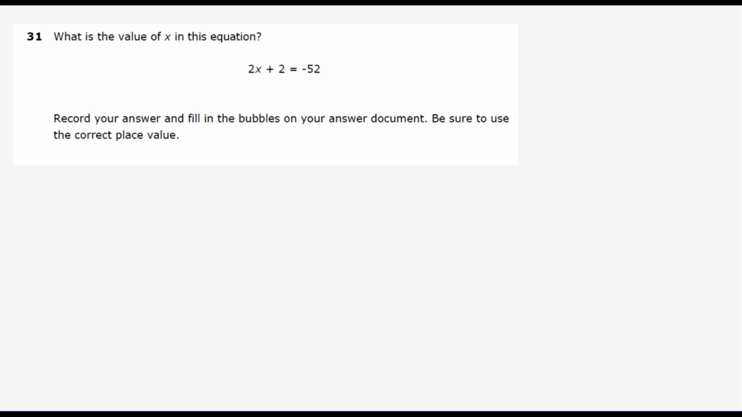Alright, last part. Last 10 questions. You have a tennis ball today. I'm not going to throw it to you. I got to work on an equation. 2x plus 2 equals negative 52. So I'm going to write it down here so I have some room to work.